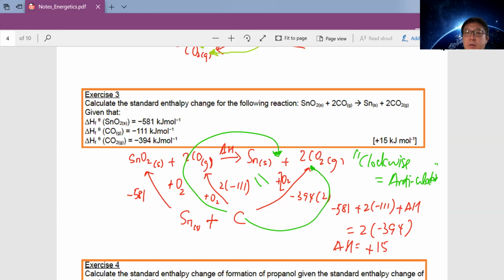Positive 15. Correct? Yeah, correct. This one I also don't know. Mr. Lai says this answer. I don't know whether he calculated. I just follow what he said. Then his answer is here, and then I just work it out on the spot.